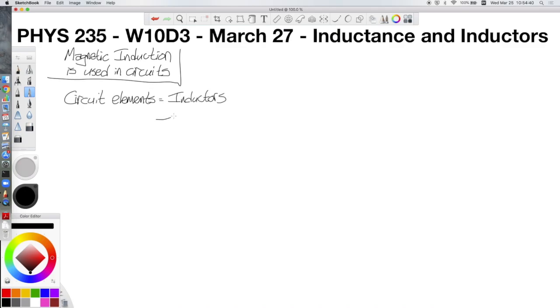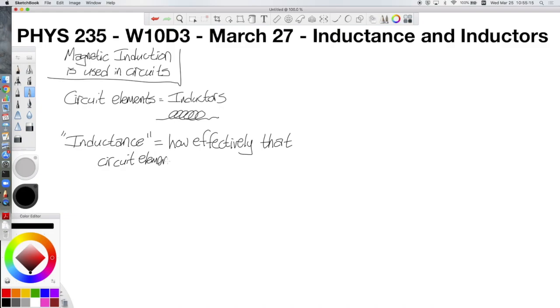And they have a little symbol that is kind of a bunch of loops of wire. And that's really all an inductor is, a bunch of loops of wire. And how good an inductor is at its job is called the inductance. To give a slightly more formal definition, inductance tells you how effectively that circuit element induces EMF in another device or another circuit element.